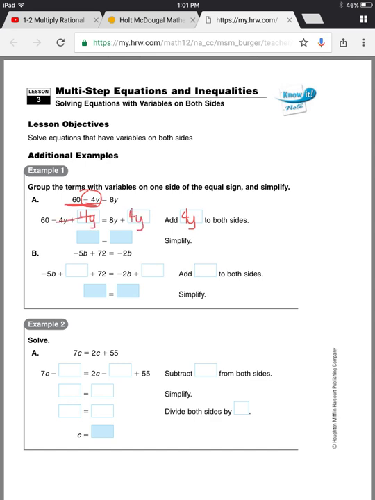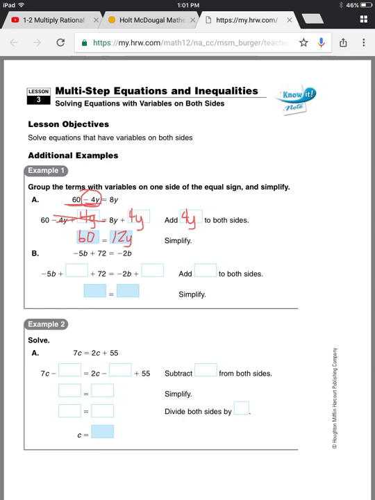Okay, so these 4y's cancel, and we have 60 equals 12y. We cannot start solving for the variable if you have a variable on both sides. That's why we have to move the variable first.